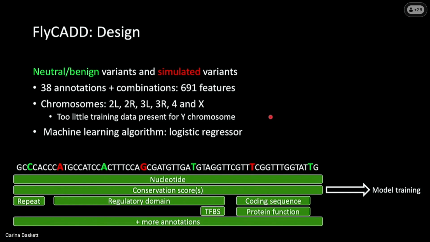And the machine learning algorithm then basically went through all this data and through all these annotations and came up with a weight for each of these annotations on how important this is. And once you have this, you can give it the reference sequence of Drosophila melanogaster, and then it will calculate a score for each position in the genome based on this.